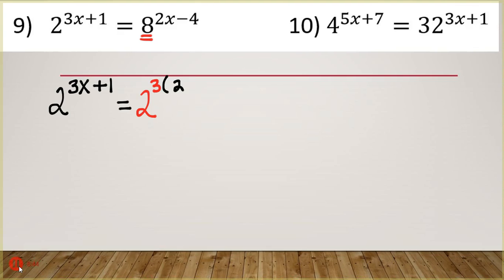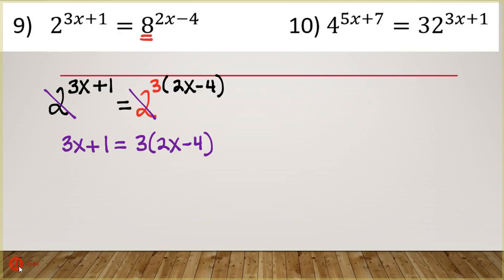Carry down your exponent. And now both sides have a base of 2. We can just drop our base. And when we drop it, we're left with 3x plus 1 equals 3 times 2x minus 4. We'll distribute our 3. And solve by bringing our like terms to one side.